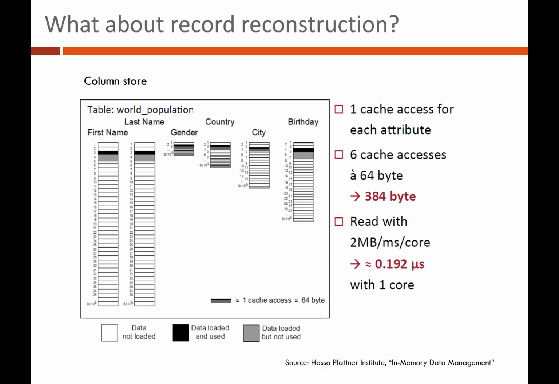If we have to do the same thing on a column store database, now we're going to have to stick the bucket in first name, stick the bucket in last name, stick the bucket in gender. We're going to have to do one read from each attribute vector, which in this case now means 6 cache accesses, which means this just got slower.